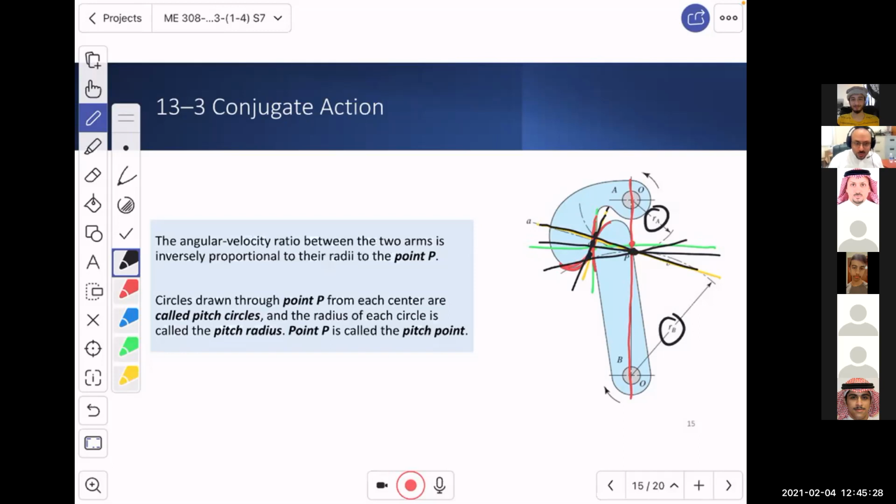If that happens, what is the result? Point B will become fixed. And if point B becomes fixed, then RA and RB become fixed. And if they are fixed, then the angular velocity ratio is constant. The question now is, how can you do that? How can you do this touching and movement of the point such that the tangent and its perpendicular line will always pass through the same point? You just need to draw that profile in the right way, and that can happen.